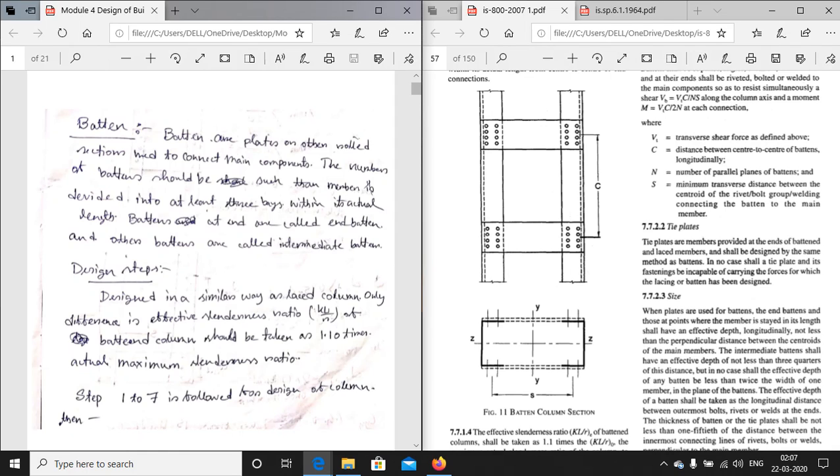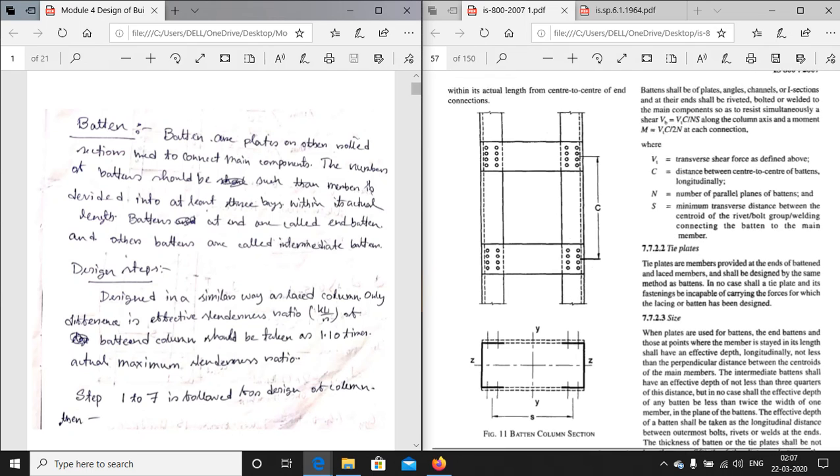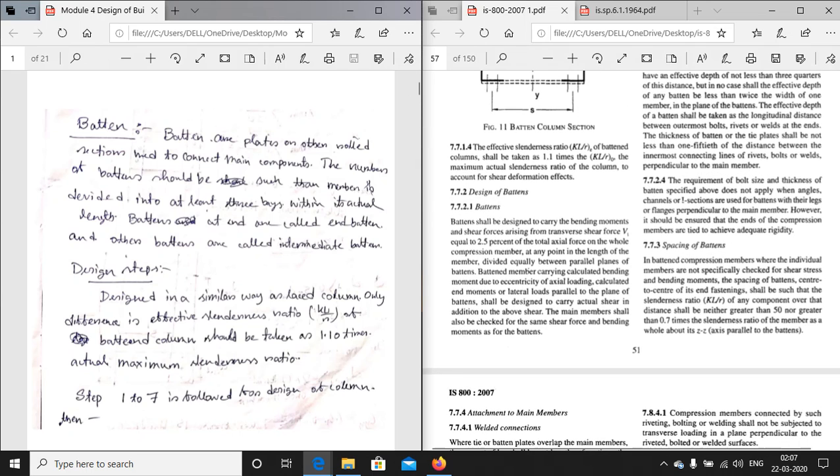Now when we are discussing the Batten system, first, what are battens? Battens are the plates or other rolled sections used to connect main components. So battens are plate members used to connect two channels or four angle sections to act as a compression member. The number of battens should be such that it divides the member into at least three bays.